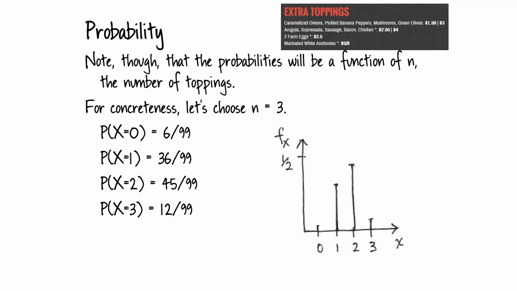And here's a picture of, graphically, what this probability function looks like. On the horizontal axis, I have the different values that x can take on. And then I have the probabilities with which the random variable x takes on those values.